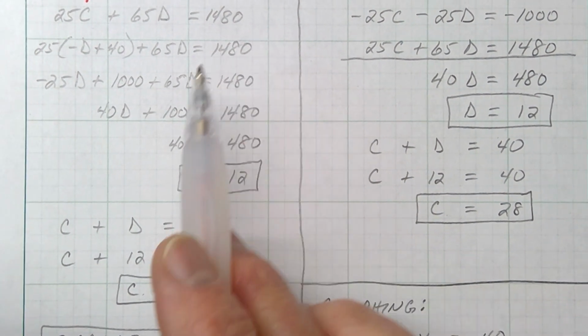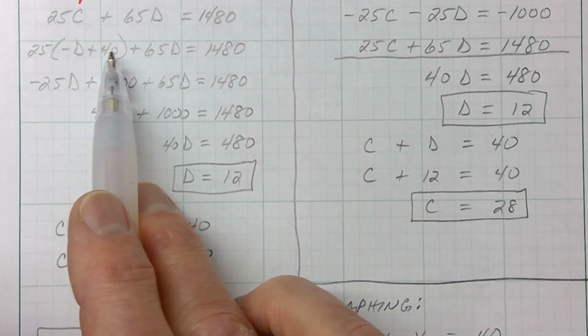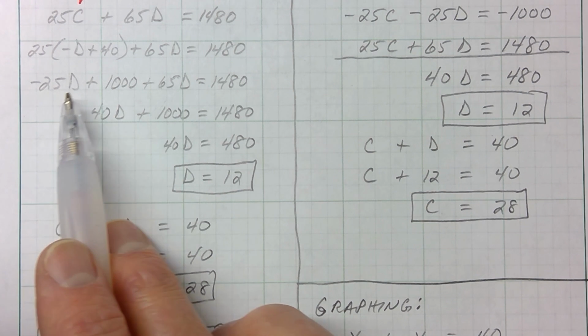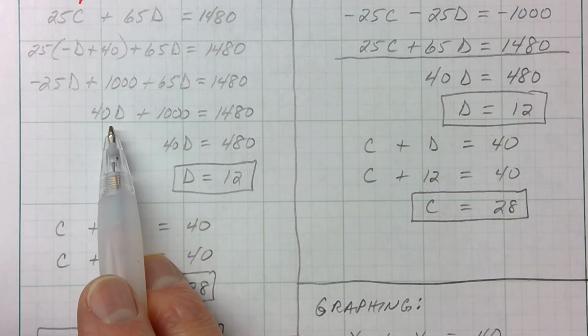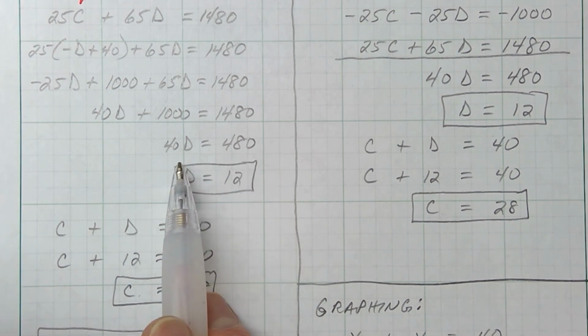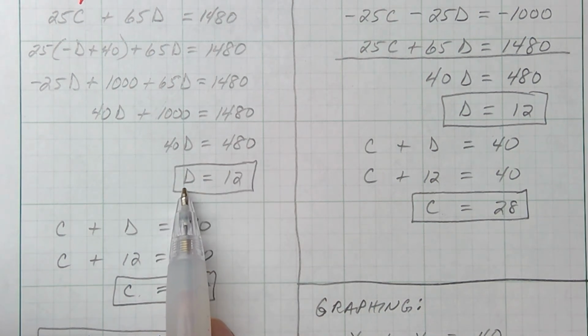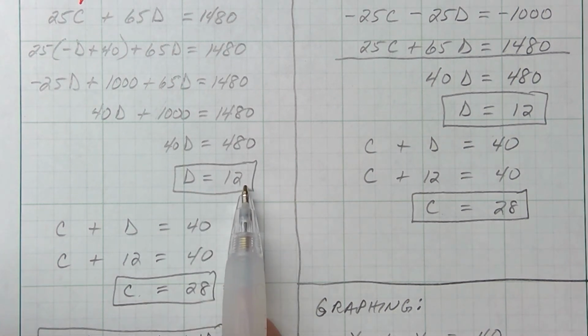And now we just do some algebra. Negative D times 25, negative 25D. 25 times 40 is 1,000. Add like terms, that's 40D. Let's minus 1,000 gives us this equation. Let's divide by 40, divide by 40. D, or the number of daffodil bulbs, must be 12.